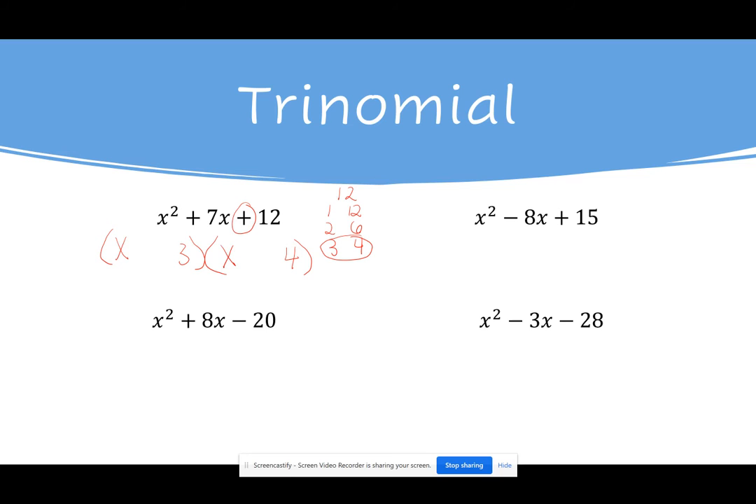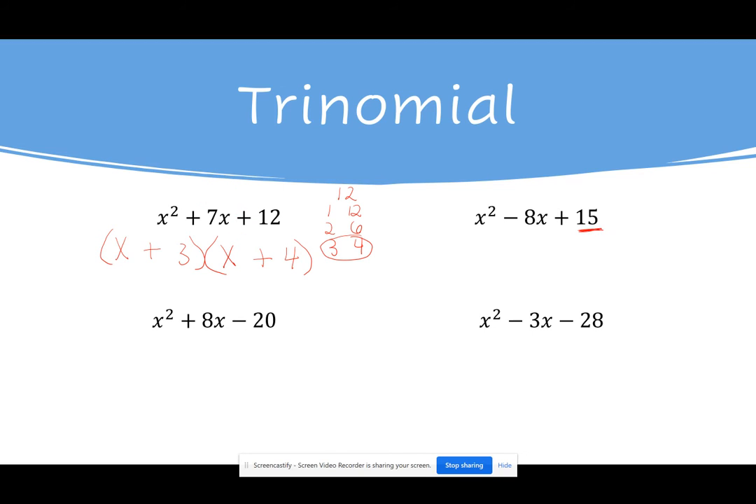Now to figure out what signs go in each of these sets of parentheses, if your last sign is positive, it means they're both going to be the same sign. And we look back and they're both whatever that first sign is. So in this case, we get x plus 3 times x plus 4. If we multiply that out, we'll get x squared plus 7x plus 12.